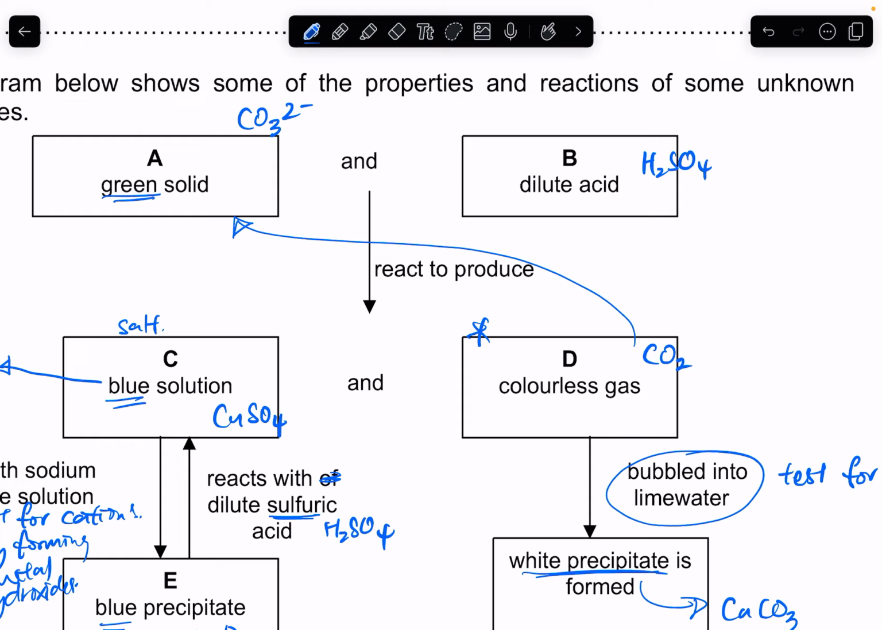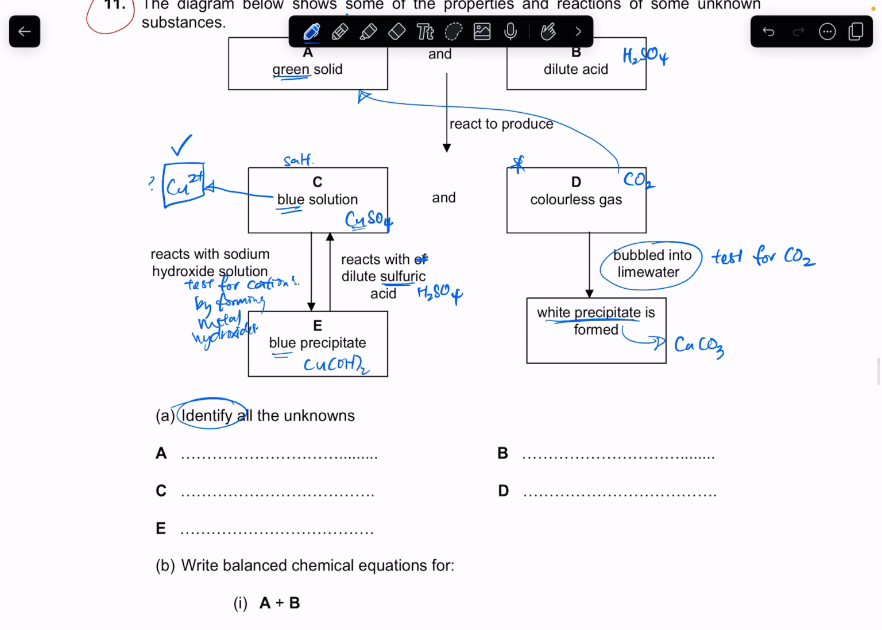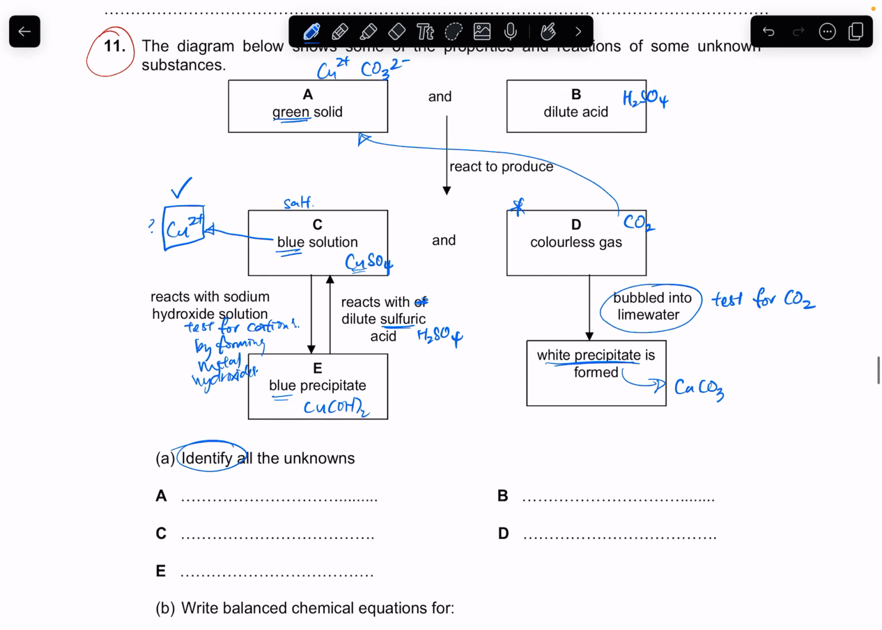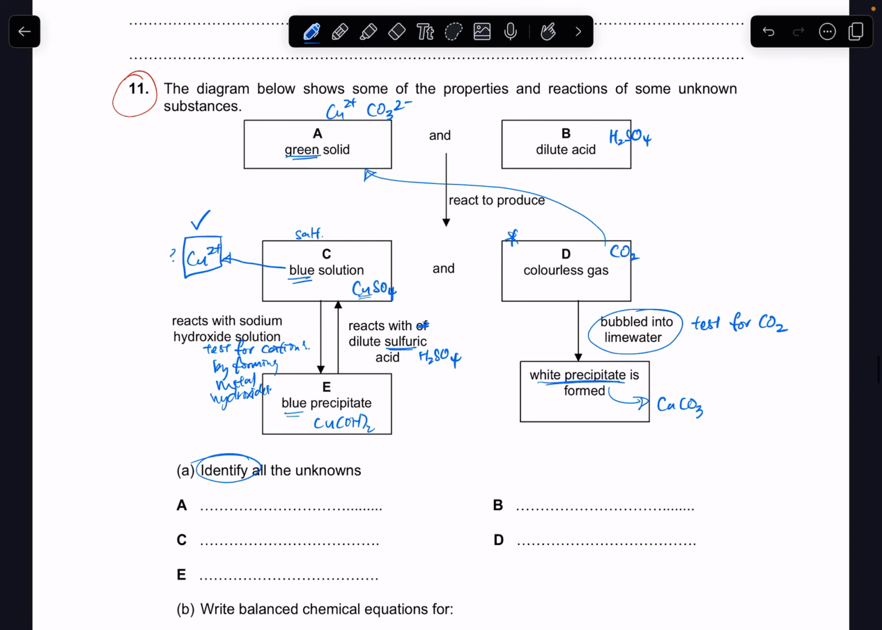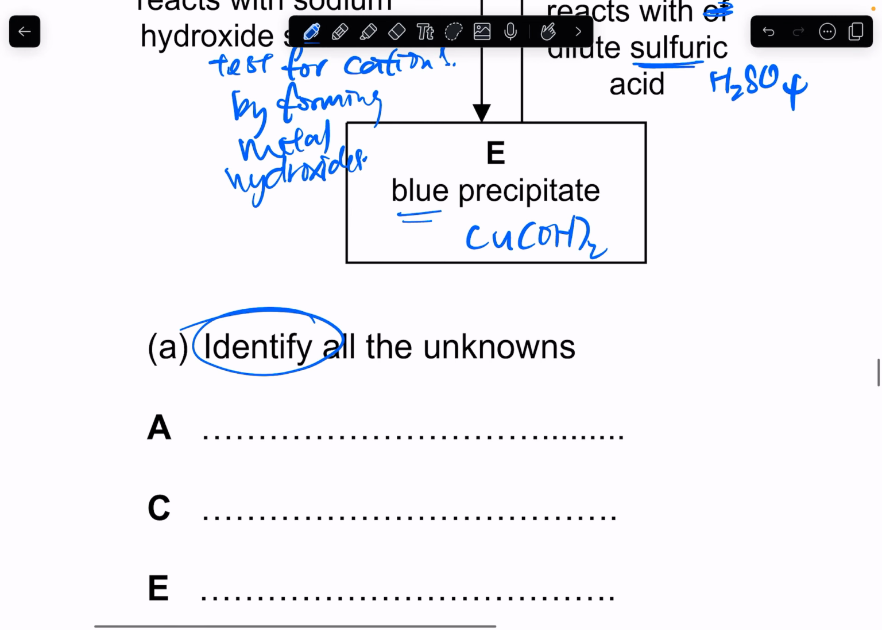And for me to get copper 2 sulfate as a salt, my solid must then be copper 2 carbonate. So if we fill in the blanks, again, it says identify, so either name or formula will do. So this is how I always approach the question. I annotate first, then I fill in the blanks. One by one. A is copper 2 carbonate.